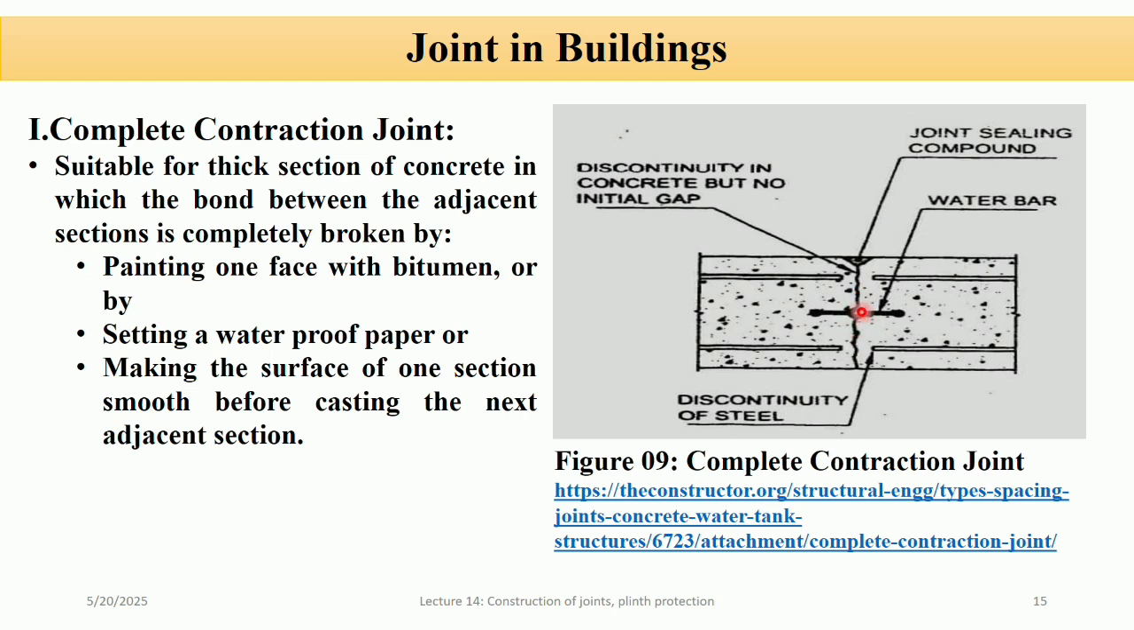This is done by using a specific method during construction: painting one face with bitumen, or setting a waterproof paper, or making the surface of one section smooth before casting the next adjacent section.